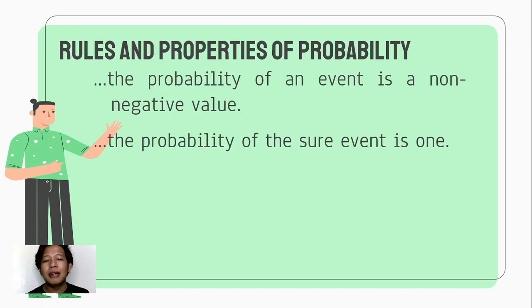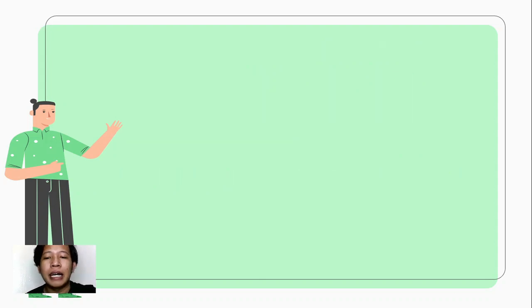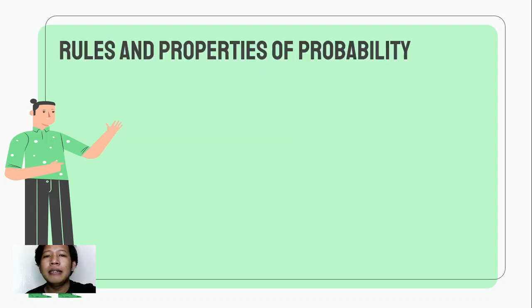Next is that the probability of a sure event is 1, tulad ng sinabi natin kanina, and the probability of an impossible event is 0. Okay? So there are rules na kailangan nating masunod, okay? Para alam natin yung gagawin natin dun sa mga certain problems natin when it comes to probability. But before that, let us have an example of probability.